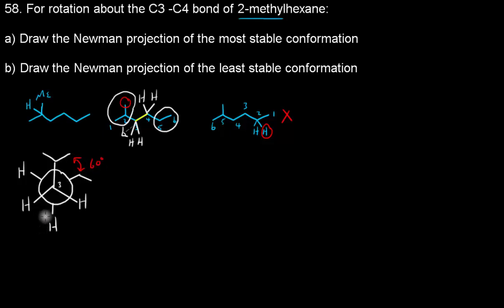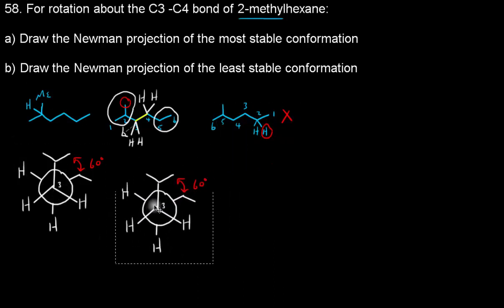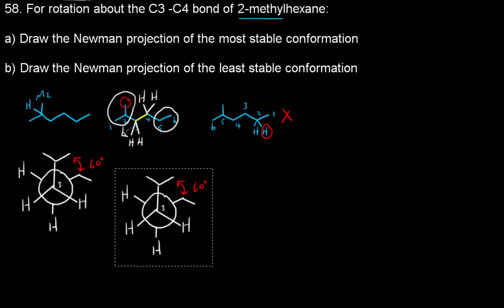Going back to ranking interactions, gauche interactions are more destabilizing than anti interactions, but they're less destabilizing than these eclipsed interactions. So this is an okay configuration, but it's not the best. The way that we can make this a little bit nicer is to draw the molecule again. But in this case, we're going to change where this ethyl group is going to go.